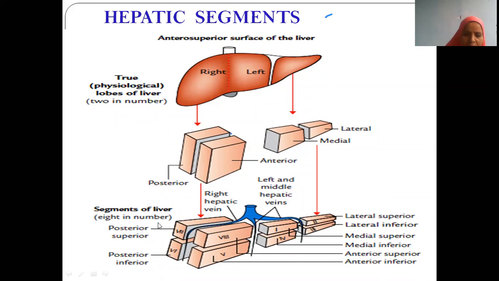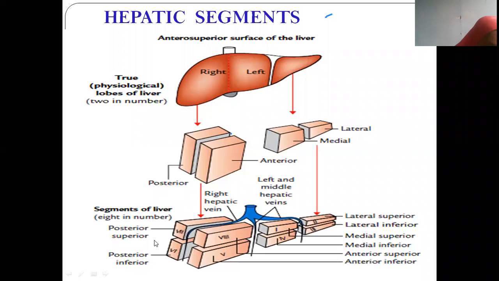8 segments. Okay. So now anteriorly you have 10 segments, the bronchopulmonary segments. I'm sorry, that's in the lung. In the liver we have 8 segments. Anteriorly, in the right lobe, we have antero-superior and antero-inferior. Posteriorly, posterior superior and posterior inferior. In the left lobe, on the medial side we have medial superior and medial inferior. Laterally, lateral superior and lateral inferior. So these are the 8 segments we find in the liver.